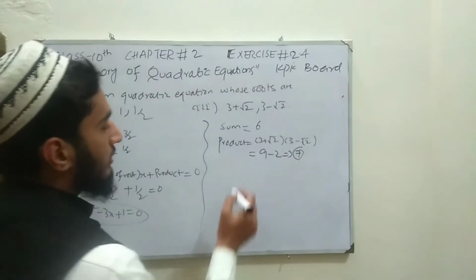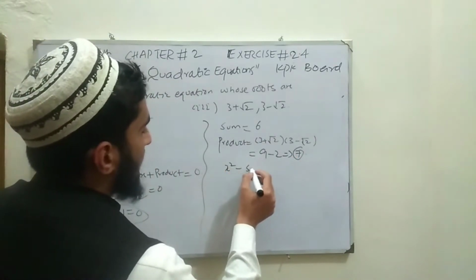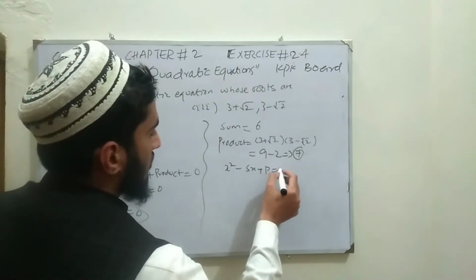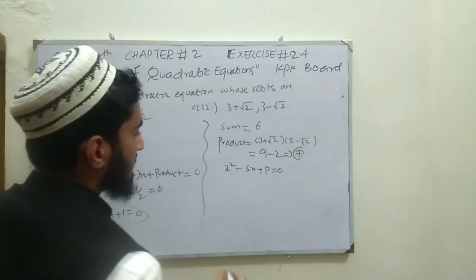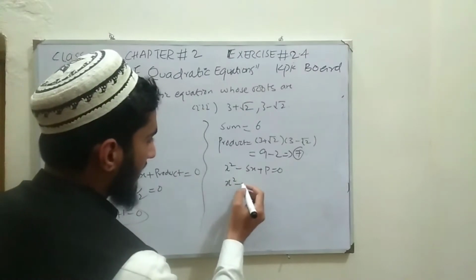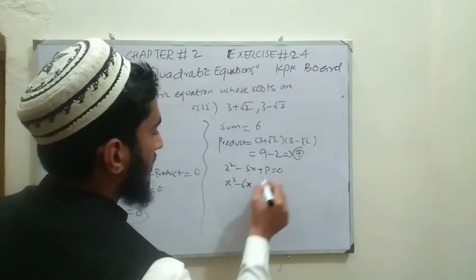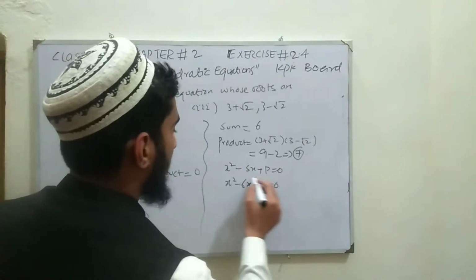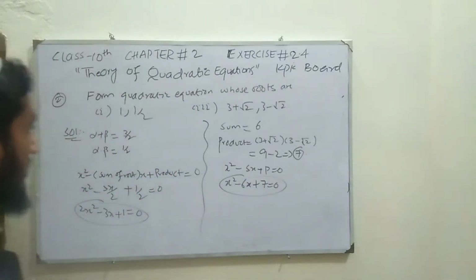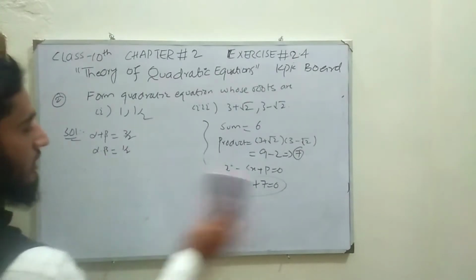We are going to make the quadratic equation: x square minus sum of roots times x plus product of roots is equal to 0. This is the equation used. X square minus sum of roots, which is 6, so 6x, plus product of roots, which is 7, is equal to 0. So this is the required quadratic equation. Move to question number 3.